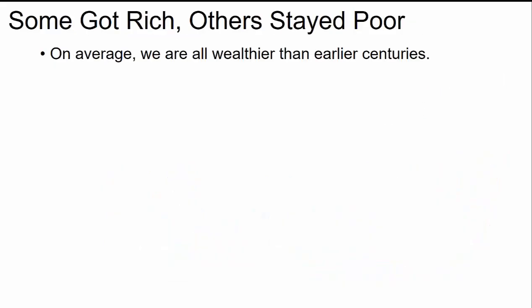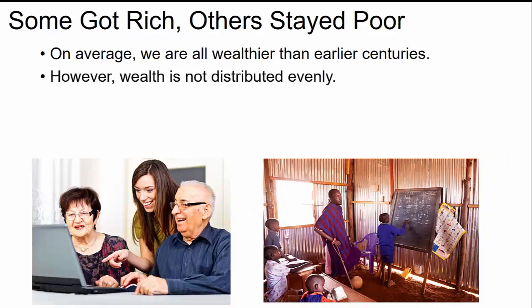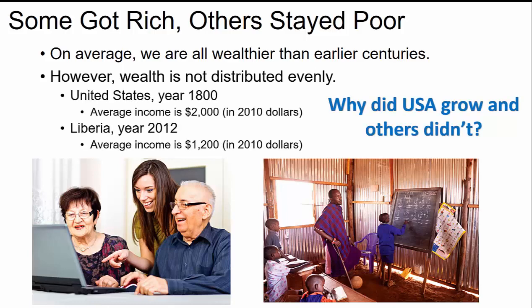So on average, all nations in the world have gotten wealthier. However, some nations are wealthier than others. And so we're going to try to figure out, for example, why is it that the United States went from an average income of $2,000 a year to well over $50,000 a year? How did that happen? Of course, it didn't happen overnight, but still, if you compare the U.S. with Liberia, in 1800 we were kind of equivalent in terms of per capita income, and today the USA is super rich. So we'll look at some factors that may have caused that.